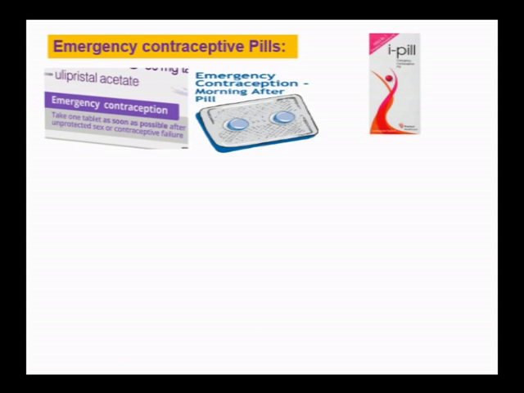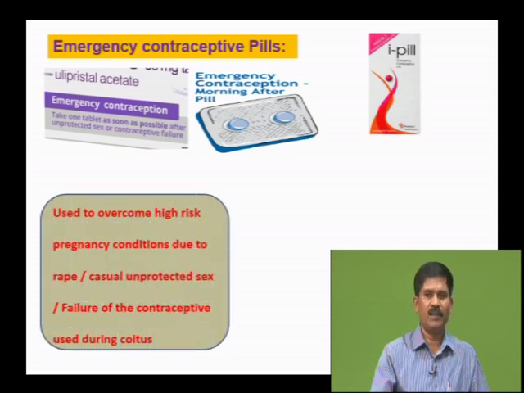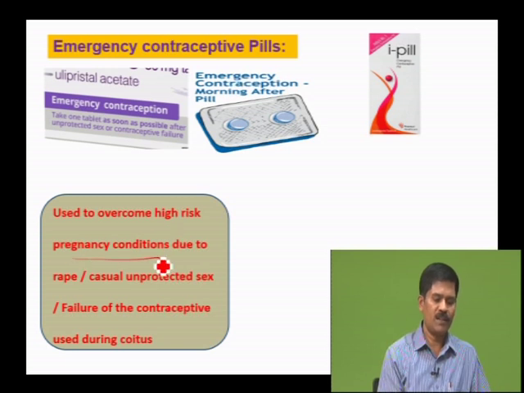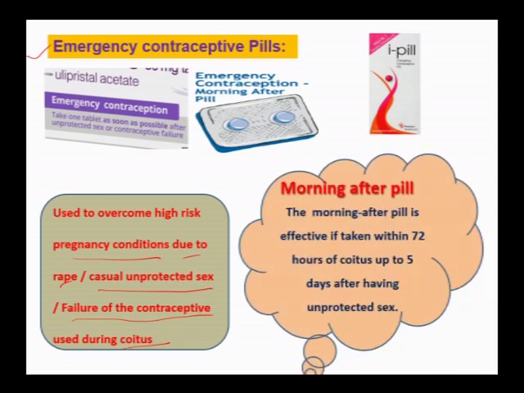Emergency contraceptive pills. Oral pills also can be used to overcome high risk of pregnancy conditions. The oral pills which are used to overcome high risk pregnancy conditions due to rape, casual unprotected sex, or failure of the contraceptive used during coitus or sexual intercourse are said to be emergency contraceptive pills. Emergency contraceptive pills are also said to be morning after pills. The morning after pill is effective if taken within 72 hours of coitus, up to 5 days after having unprotected sex.